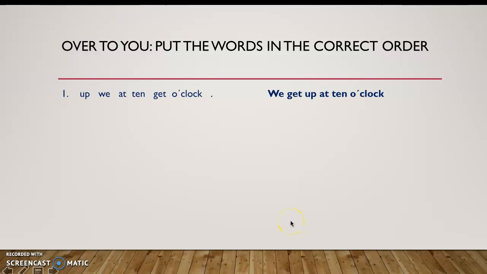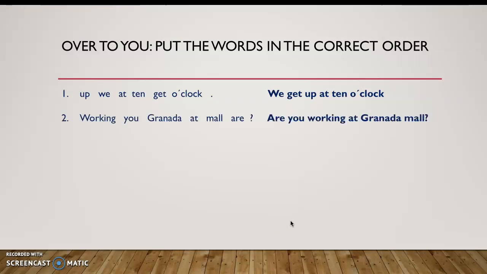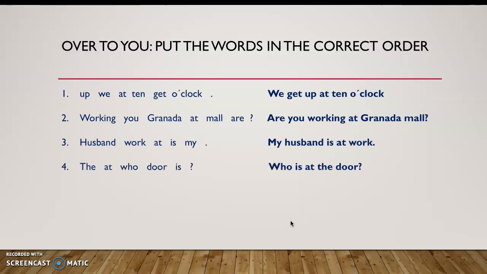Okay, these are the answers. We get up at 10 o'clock. Are you working at Granada Mall? My husband is at work. Who's at the door? And finally, I'm at the dentist's. Did you get the same? Remember again, we say at the door, at the dentist, at 10 o'clock.